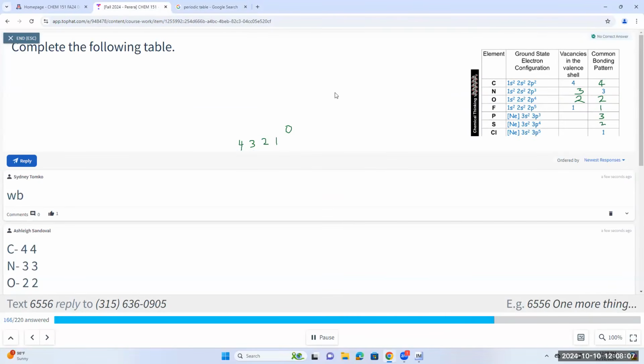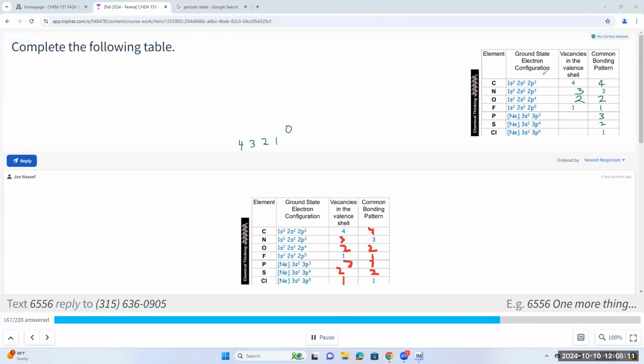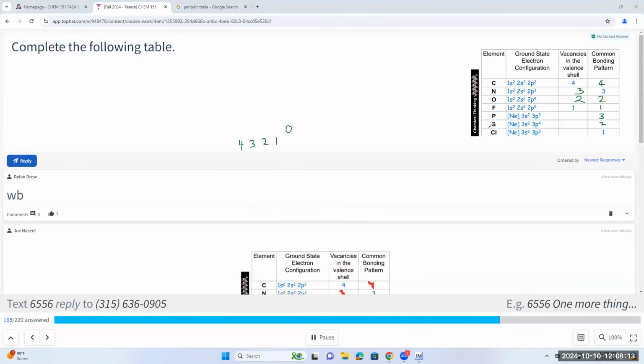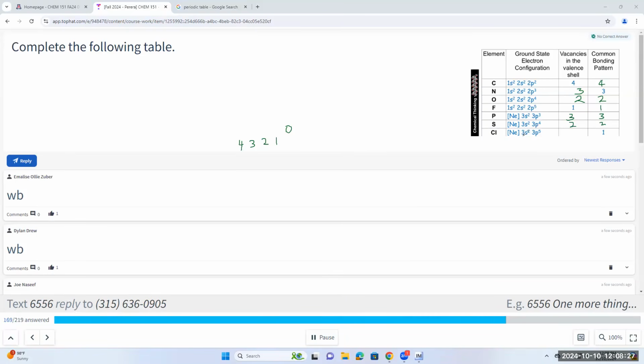Now, our task was to explain that. To do that, we wrote the electron configuration and the number of vacancies in the valence shell. For phosphorus, we have 3 because you have 5 electrons now. We can have up to 8, therefore 3 vacancies. Same thing with sulfur. We have 6 electrons. We can have up to 8, therefore 2 vacancies. Chlorine, we have 7 electrons. We can have up to 8. We have 1 vacancy.